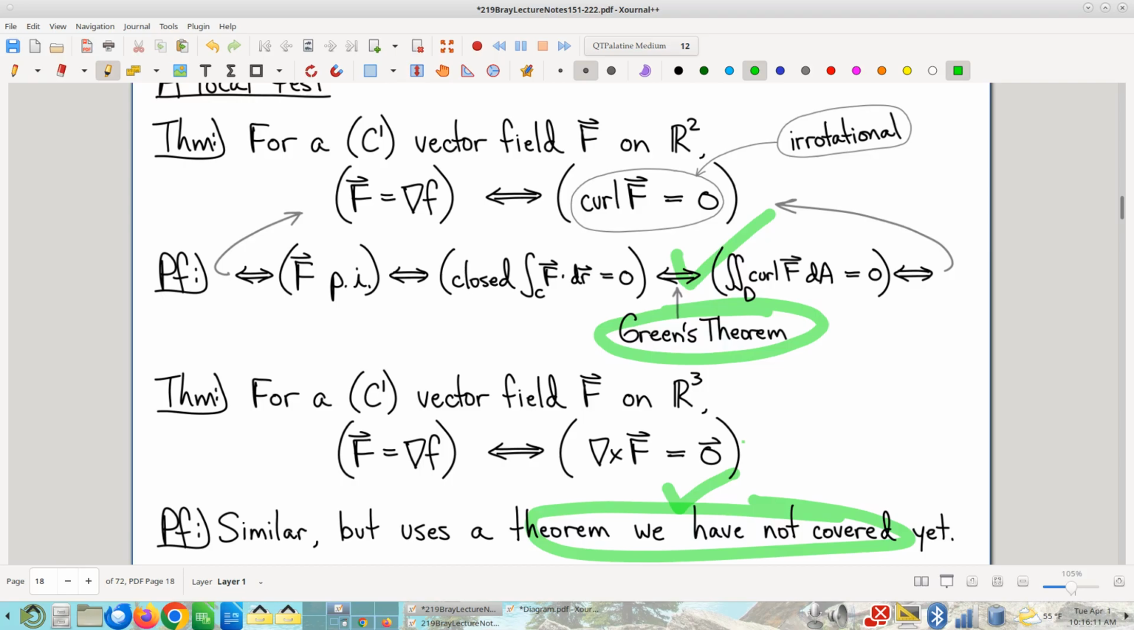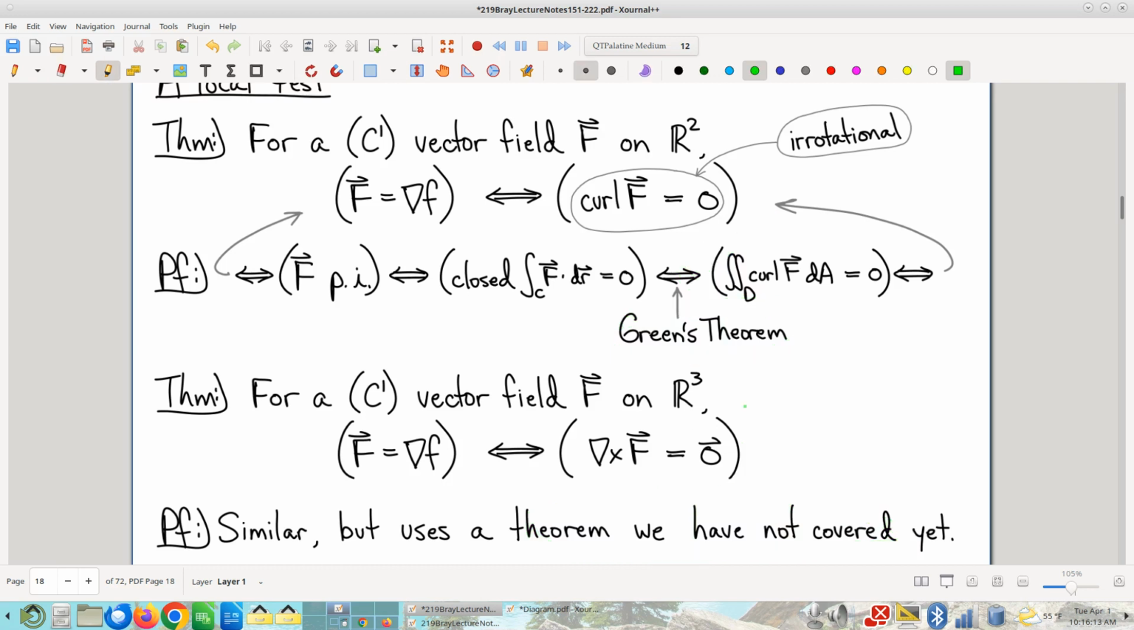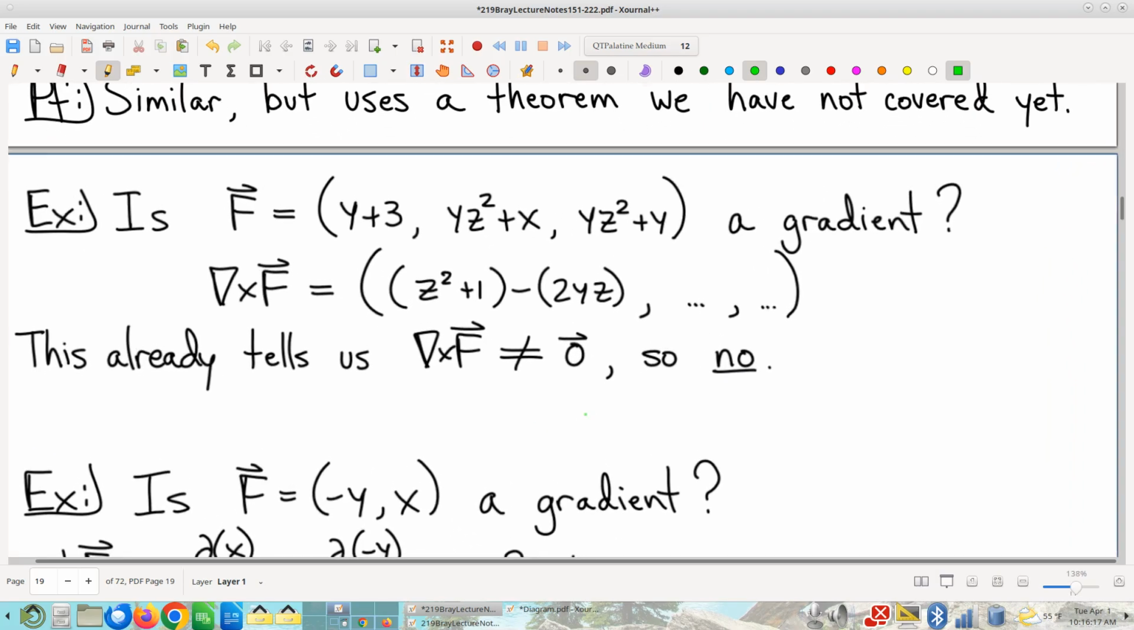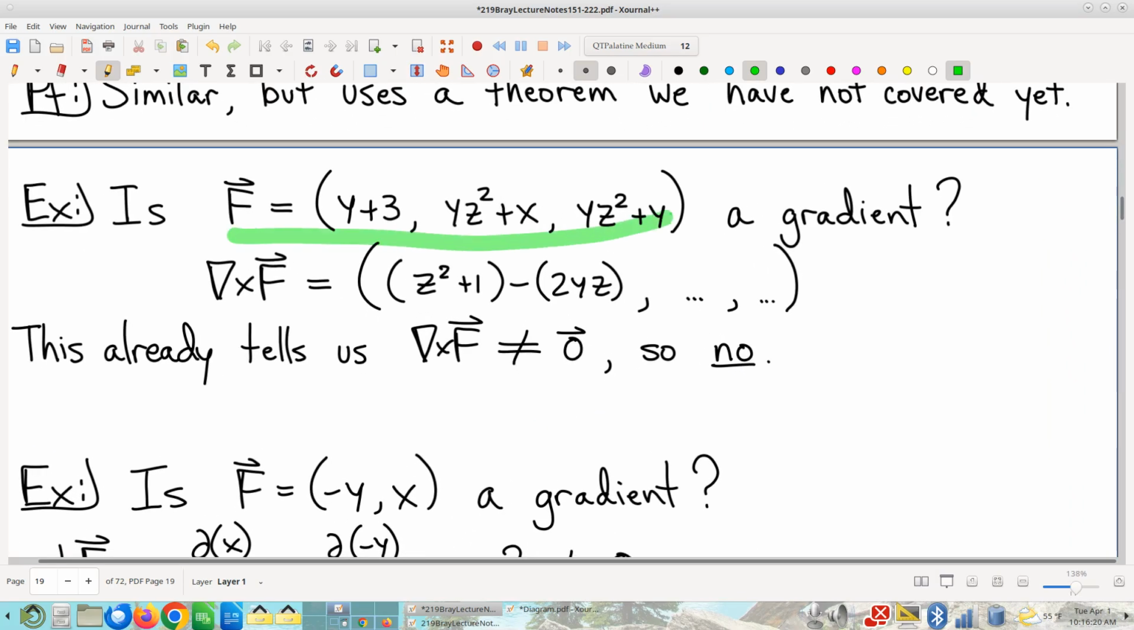So anyway, that's a little foreshadowing. Okay, so let's do it. Let's get one under our belts. Here is a vector field. I would like to know, is it a gradient?